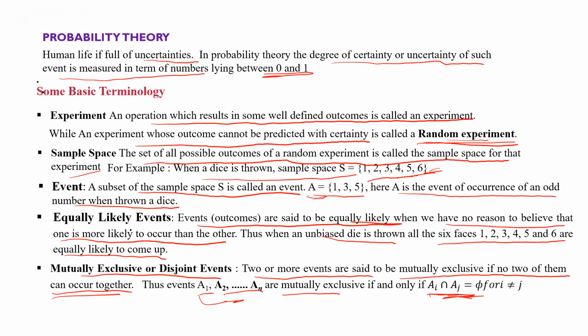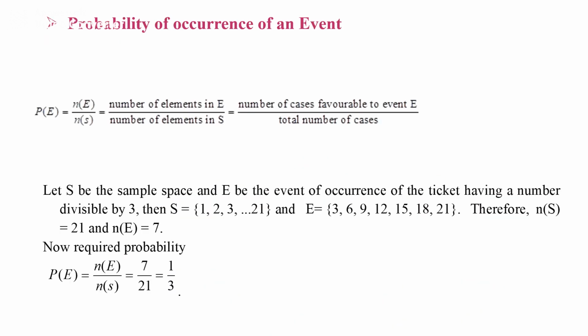Suppose we take A as the event when we throw a dice of an odd number, {1, 3, 5}, and another event B of an even number, {2, 4, 6}. Because the intersection of A and B is phi, we can say A and B are mutually exclusive or disjoint events. Now, probability of an occurrence of an event.